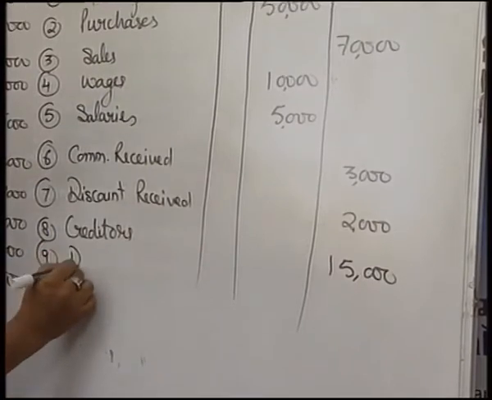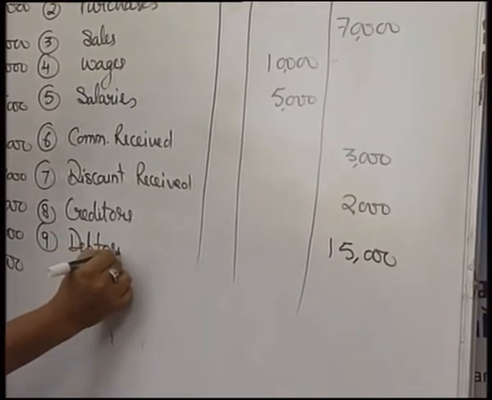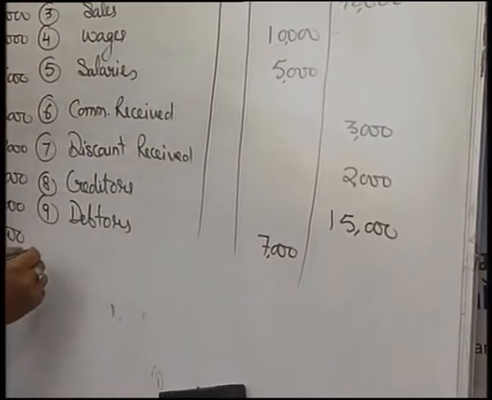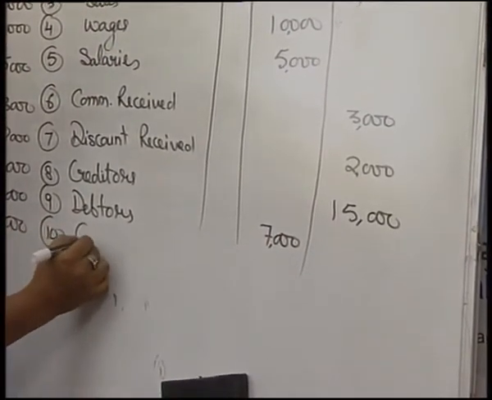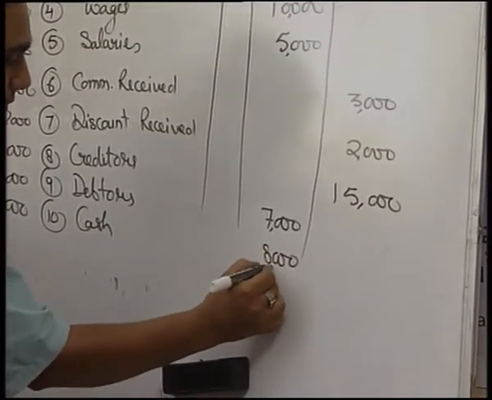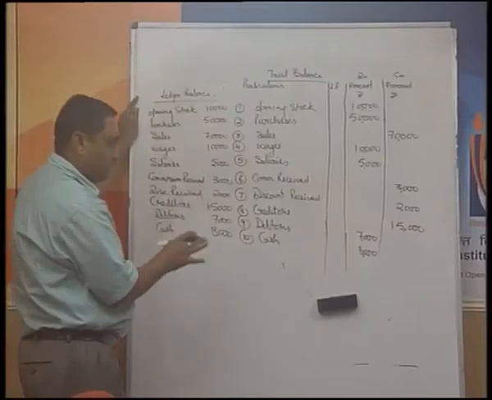Ninth number is for debtors, always used to have a debit balance, 7,000 debit, and 10th is cash, being an asset going to have a debit balance. Simply make a total of both the sides.